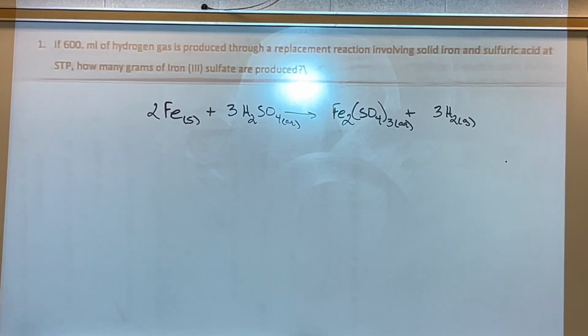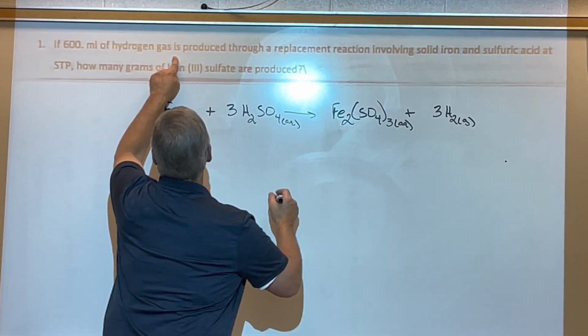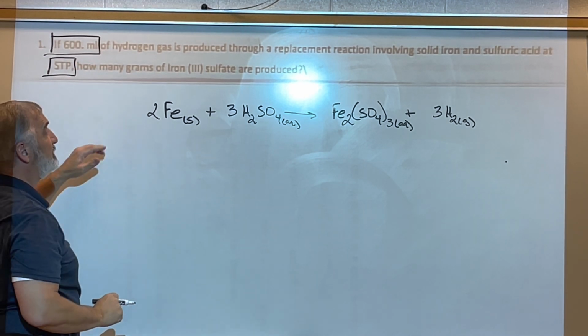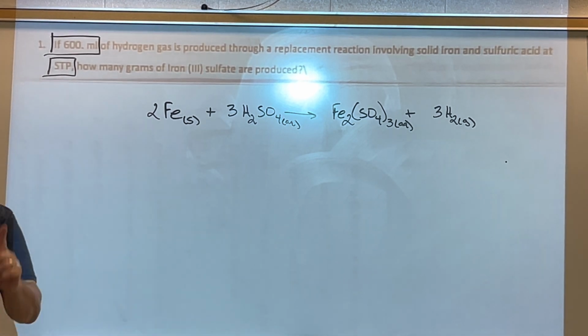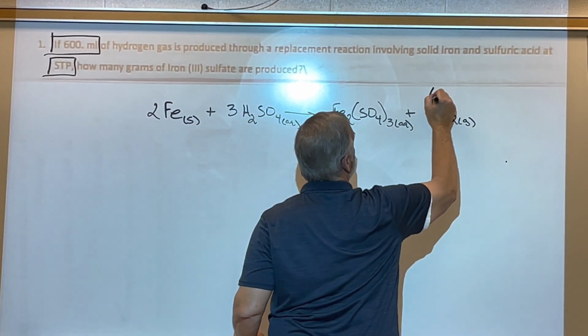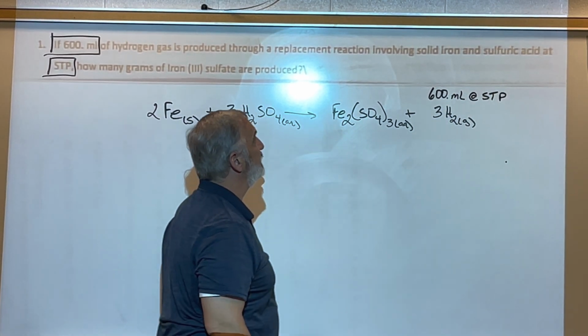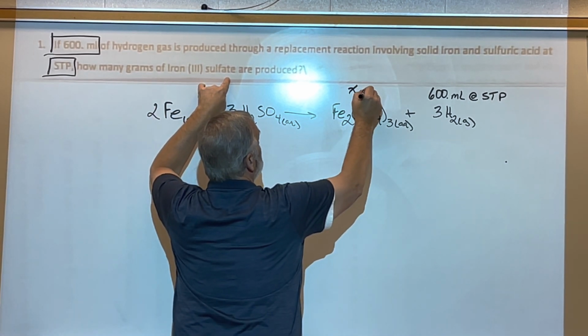Okay, so first step, write a balanced equation. Second step, just the facts. What am I given? What am I looking for? In this one, I'm given 600 milliliters of hydrogen gas, but I see it's at STP. As soon as I see a volume at STP, what number comes to mind? 22.4. And the question is asking how many grams of iron(III) sulfate. So I'm looking for grams of this.